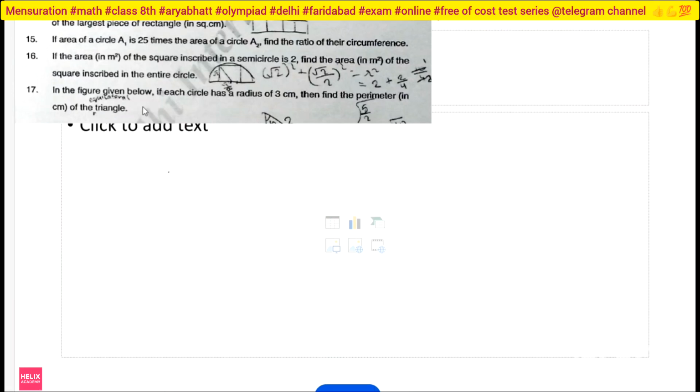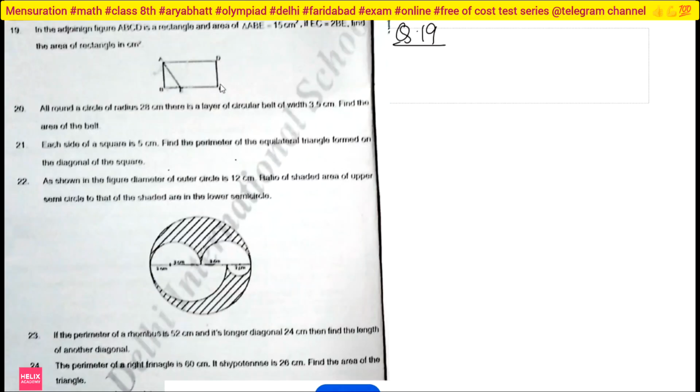See, question number 17, the figure given below, you have to find out the perimeter of the circle, and then the tangents and all that. Wait, they are saying that in the adjoining figure ABCD, the rectangle area is this, EC is this, then they are finding the area of the rectangle. Okay, so I will say that AB is the height and BC is the base. Let BE is equal to x, then EC is equal to 2x. So this implies that BC is equal to BE plus EC is equal to 3x.